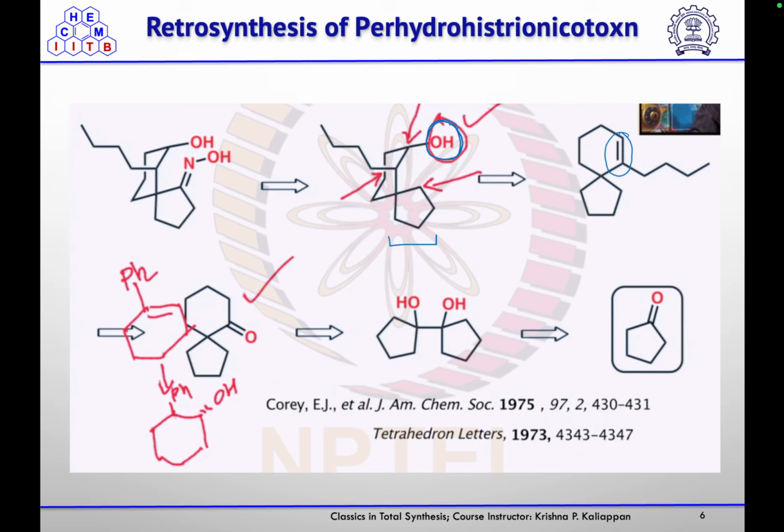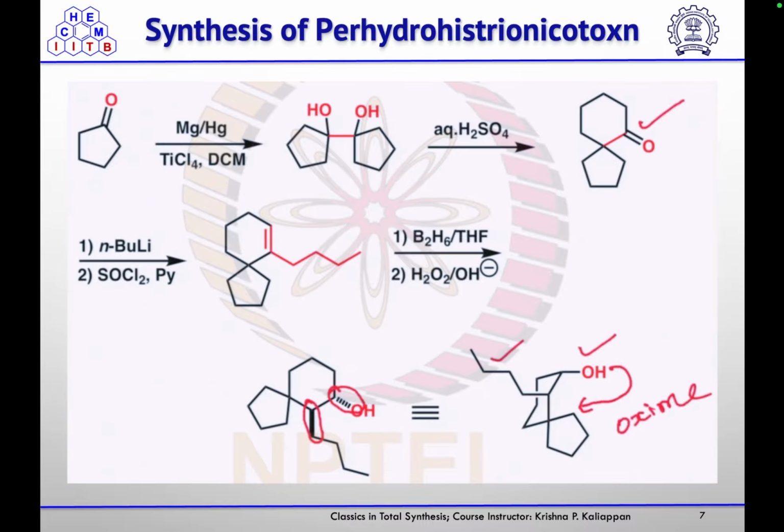And this alkene could be obtained further from the ketone. This 6,5 spiro fused ring system could be obtained from the corresponding diol by using a pinacol pinacolone rearrangement reaction. And the diol could be obtained from the corresponding cyclopentanone by doing McMurry coupling. Okay, so they started their synthesis with cyclopentanone.